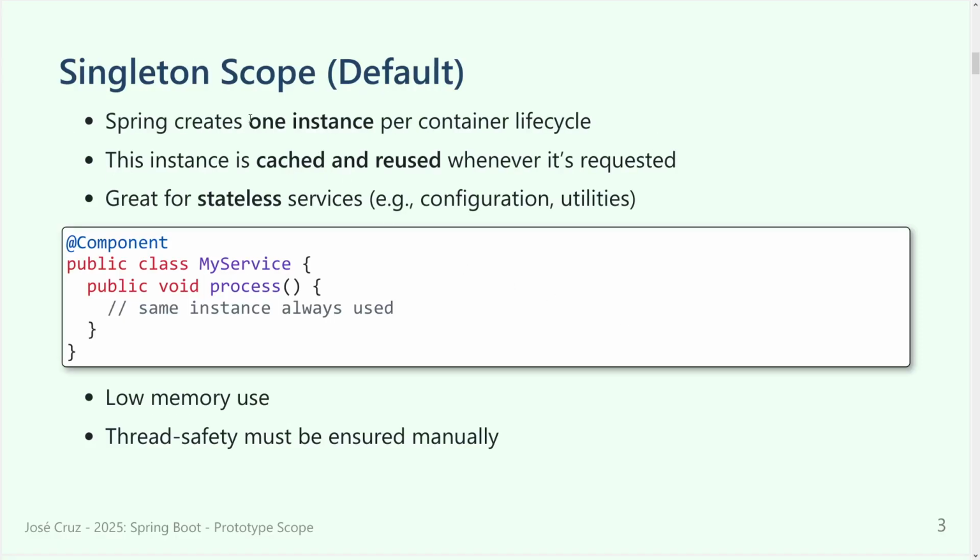Okay. Singleton scope is a subject that I addressed in my previous video. Again, using the singleton pattern means that you only have one instance during the whole lifetime of your application. The instance is cached and reused whenever it is requested, and it's great for stateless services. You don't want to use stateful beans with the singleton, otherwise you have to handle all the thread and concurrency issues that can happen with the data inside the singleton. Okay, to define it, you just use the component annotation. By default, every bean in Spring is a singleton.